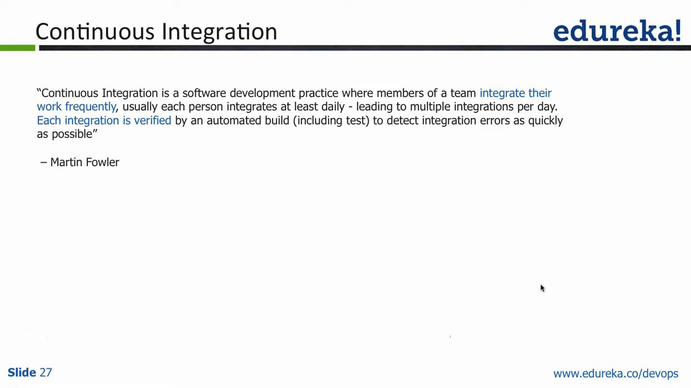So continuous integration, or CI, is a software development practice where members of a team integrate their work frequently. Usually each person integrates at least daily, leading to multiple integrations per day. Each integration is verified by an automated build, including tests, to detect integration errors as quickly as possible.